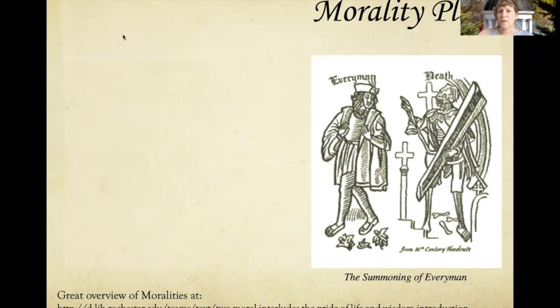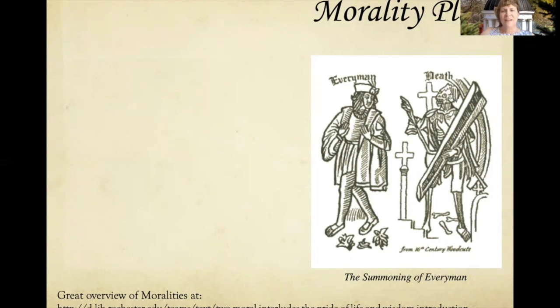So if you look at this, it was called The Summoning of Every Man. It's from a 16th century woodcut, which were really popular in Germany. And so 16th century, that puts it into the 1500s. A lot of the morality plays that we have texts for come from the 1400s. So this would indicate that there's at least a knowledge of this story for over 100 years or so.